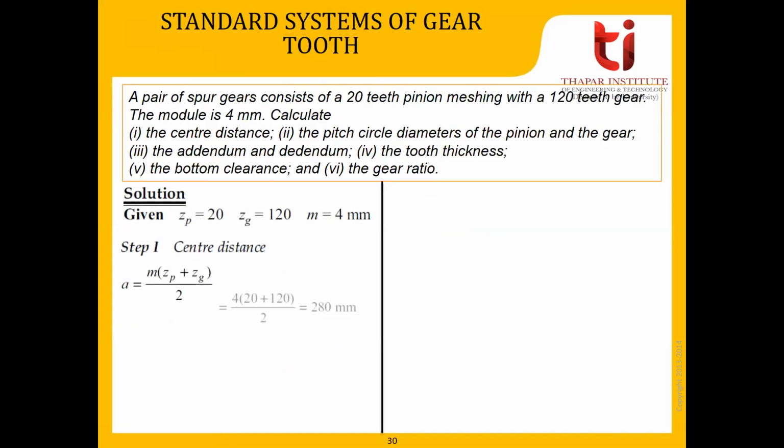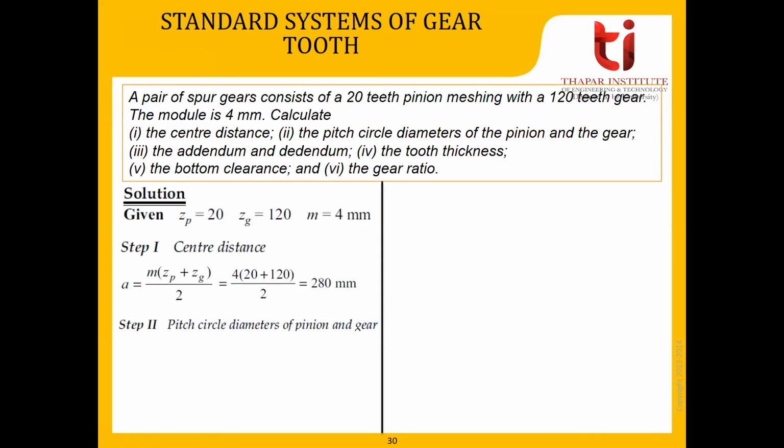Now we can go through one numerical. There is one pair of spur gears consisting of a 20 teeth pinion meshing with a 120 teeth gear. The module is 4. We need to calculate the center distance, the pitch circle diameters of pinion and gear, then the addendum and dedendum of the gears, the tooth thickness, the bottom clearance, and the gear ratio. So Zp is given as 20, Zg, the number of teeth on the gear, is 120, and the module is 4.